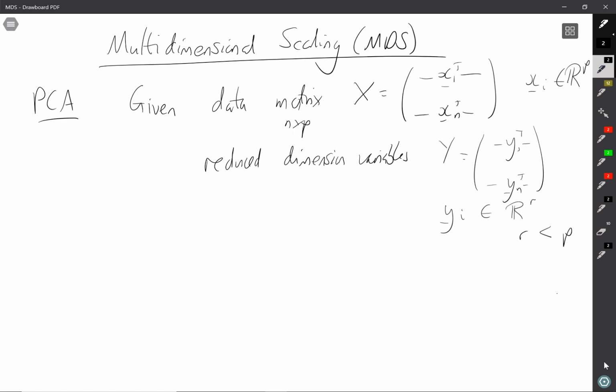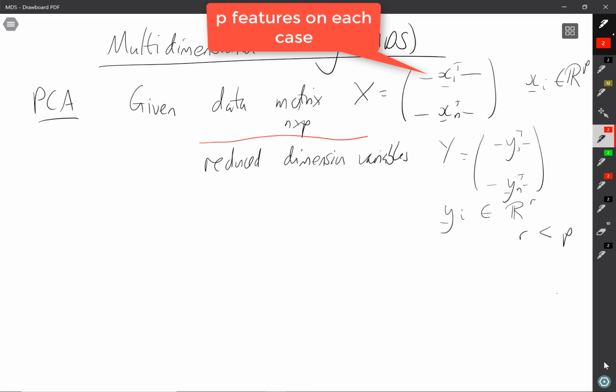So in PCA, our starting point was a data matrix, X. On each of our n observations, we had p different measurements. So you can think of this as a matrix of features or a matrix of covariates, different pieces of information, different measurements on each of your n observations.